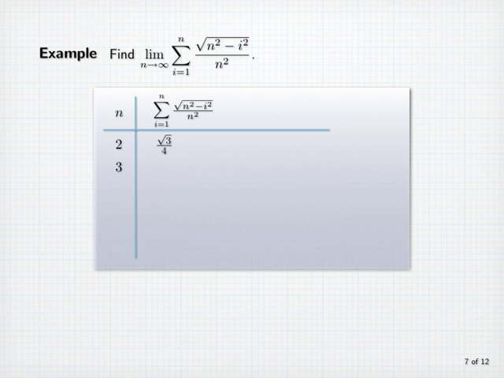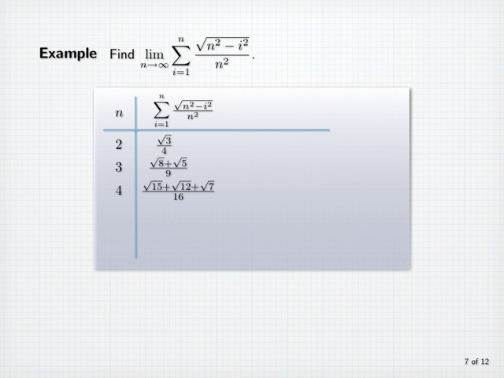When n is 3, it's the square root of 8 plus the square root of 5 over 9. And then when n is 4, we have root 15 plus root 12 plus root 7 over 16. Notice that the 15 under the radical in the first term in the numerator is the value of n squared minus i squared for n equal to 4 and i equal to 1. In other words, it's 4 squared minus 1 squared.